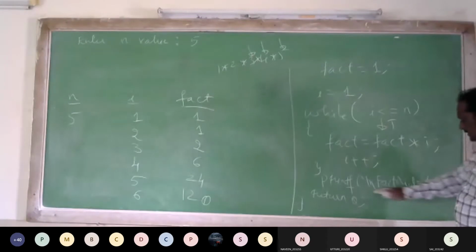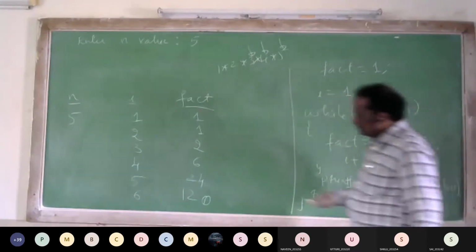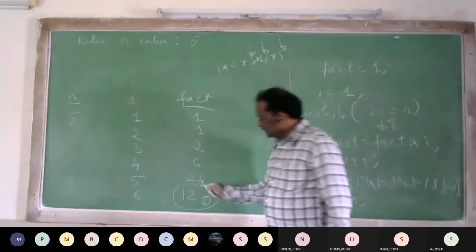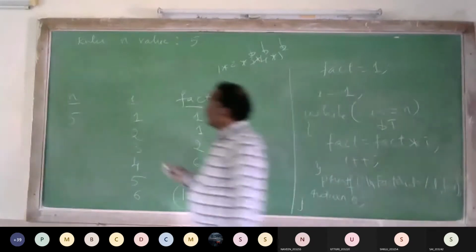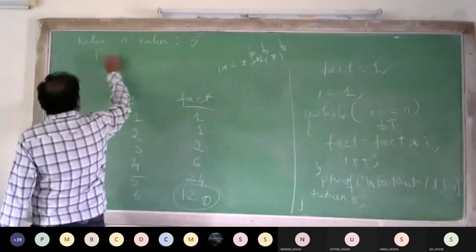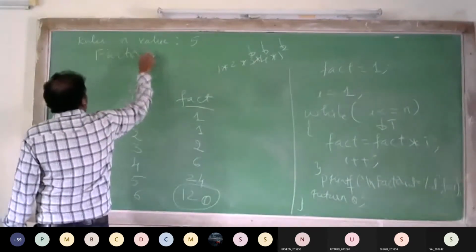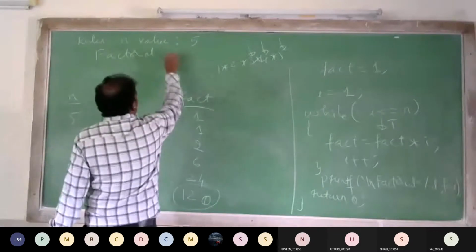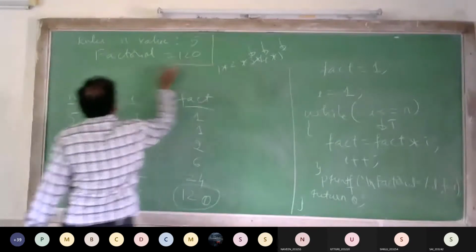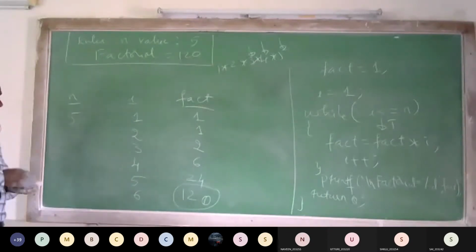So what is it printing here? Factorial is equal to fact. So what is the new value of fact? The current value of fact is 120. So the output will be: factorial is equal to 120. This is the output of this program.